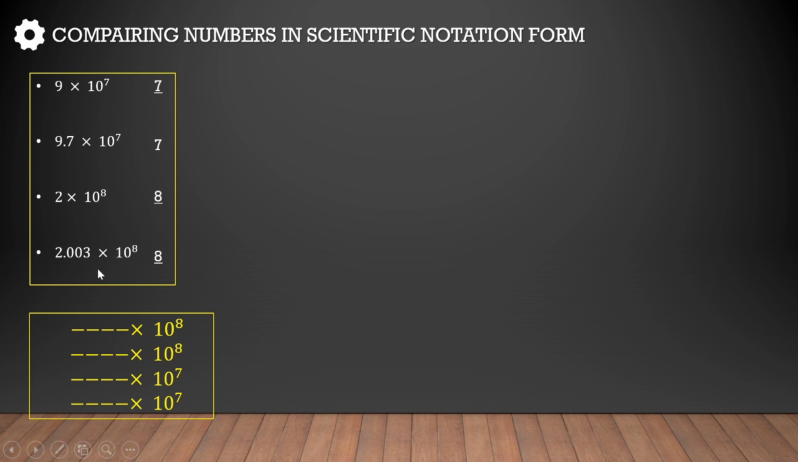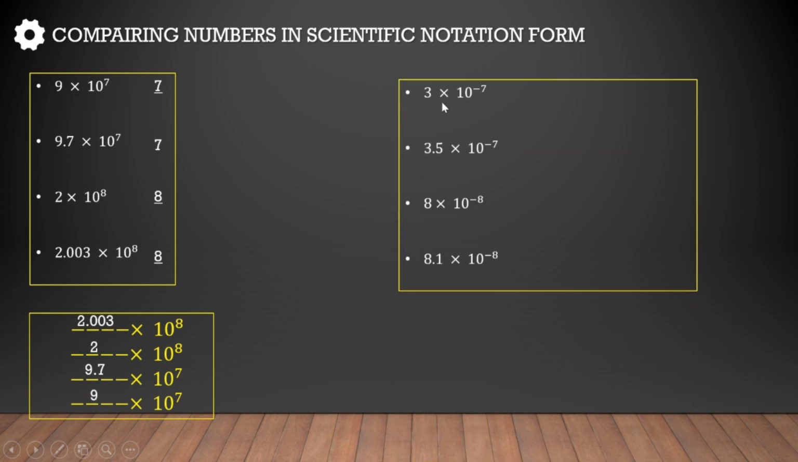In these blanks, which one will come first, this or that? Because they have the same number of digits. This is also an 8-digit number and this is also. But this one is bigger. So the first number here is this, then the second is this, third is this, and the fourth is this.